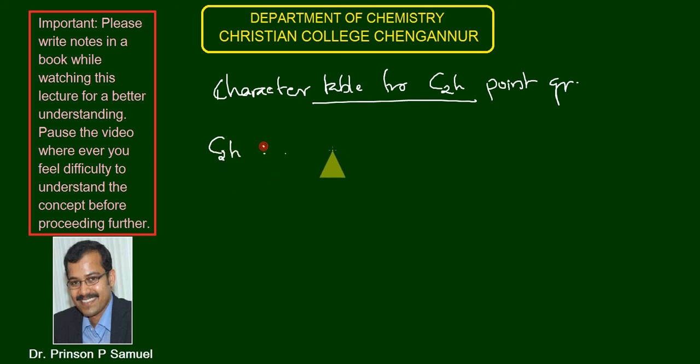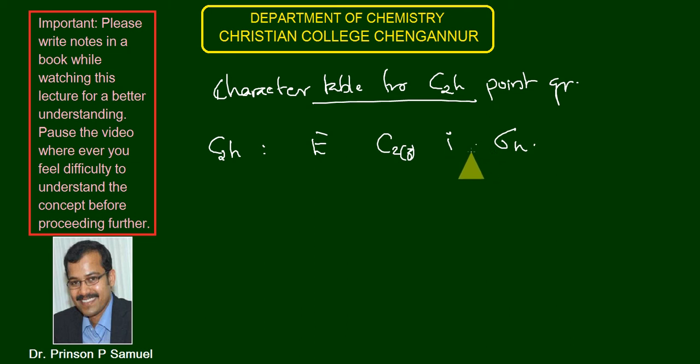These 4 elements are E, C2, i, and sigma h. E represents the identity operation. C2 represents the 180-degree rotation about the Z axis, so actually it is C2(z). i means inversion about the origin. So the inversion point here actually lies at the origin of the coordinate system, 0, 0, 0.